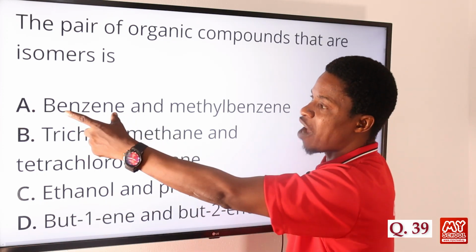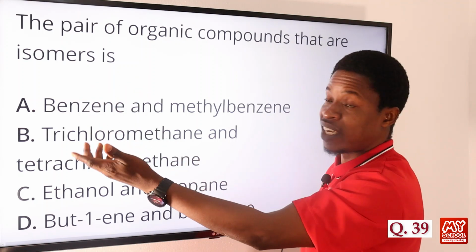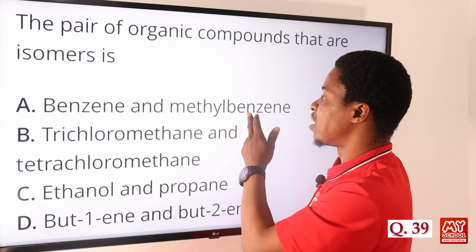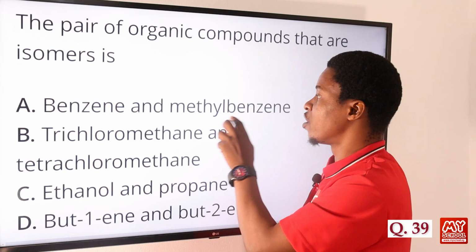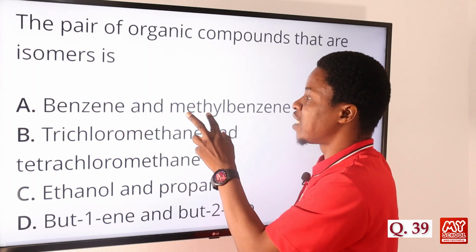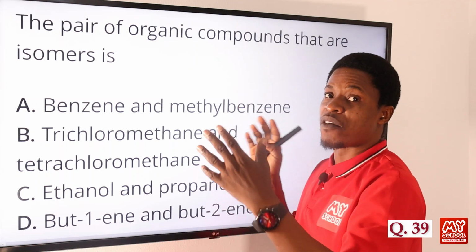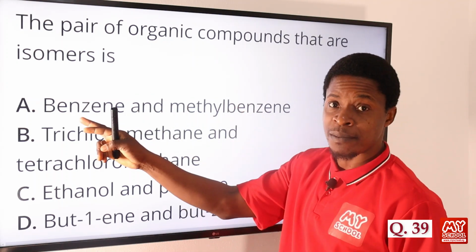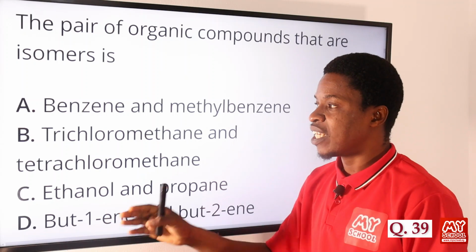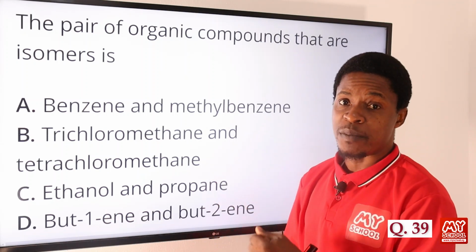So option A here we have benzene, C6H6, and then methyl benzene. This methyl is already disqualified because we have benzene with a methyl added to it, that's a CH3 added to C6H6, so it's going to increase the number of carbon and number of hydrogen, so they won't be the same. So we are looking for the ones where the number of carbon and hydrogen will be the same.